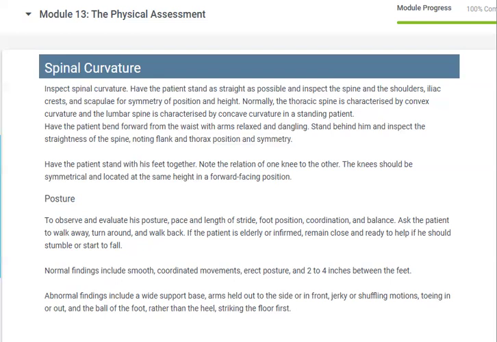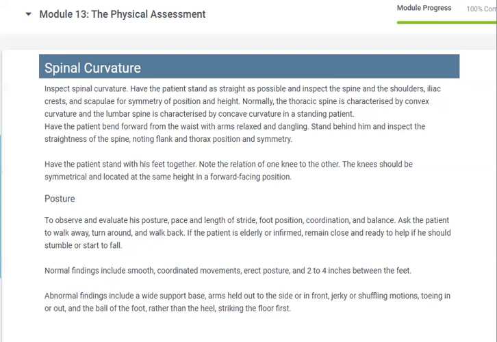Posture. To observe and evaluate his posture, pace and length of stride, foot position, coordination, and balance, ask the patient to walk away, turn around, and walk back. If the patient is elderly or infirm, remain close and ready to help if he should stumble or start to fall. Normal findings include smooth, coordinated movements, erect posture, and 2 to 4 inches between the feet.